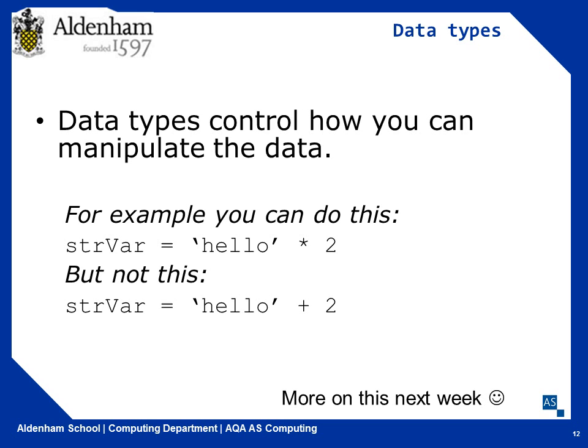So data types control how you can actually manipulate the data. For example, in Python you can times a string by 2. So the string value here would be hello hello after this operation has been called on it. But equally, you can't use the plus sign with a string, so you can't add 2 to hello. That's not syntactically correct. And we're going to look next week into the different operations that you can do on different types of data.